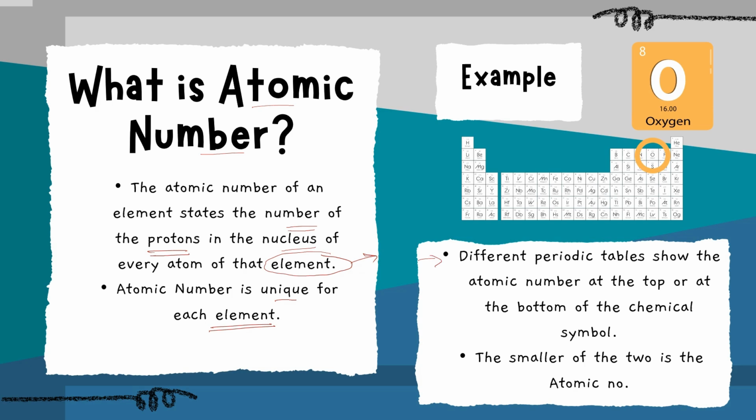Different periodic tables show the atomic number at the top or at the bottom of the chemical symbol. Now, how will we know which one is the atomic number? The smaller of the two is the atomic number. For example, oxygen. It has two numbers on it, 8 and 16. So, what will be the atomic number out of these? The smaller one, that is 8. So, 8 is the atomic number for oxygen. That is, it has 8 protons in the nucleus.